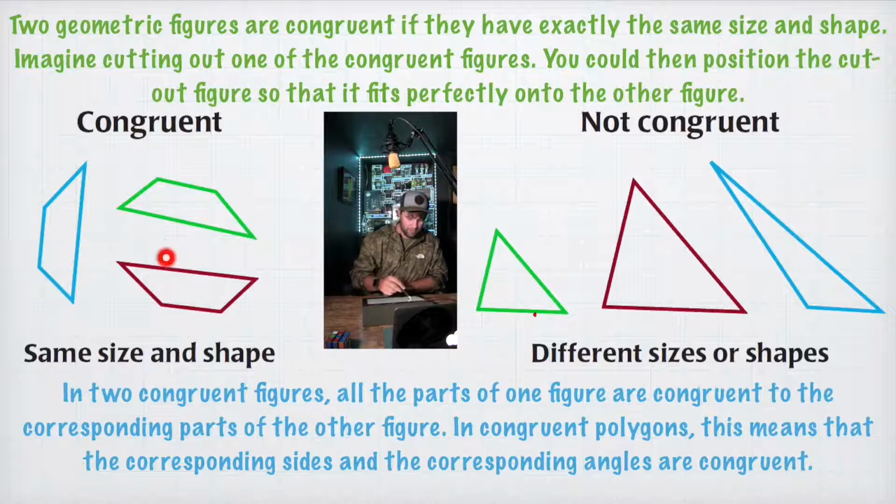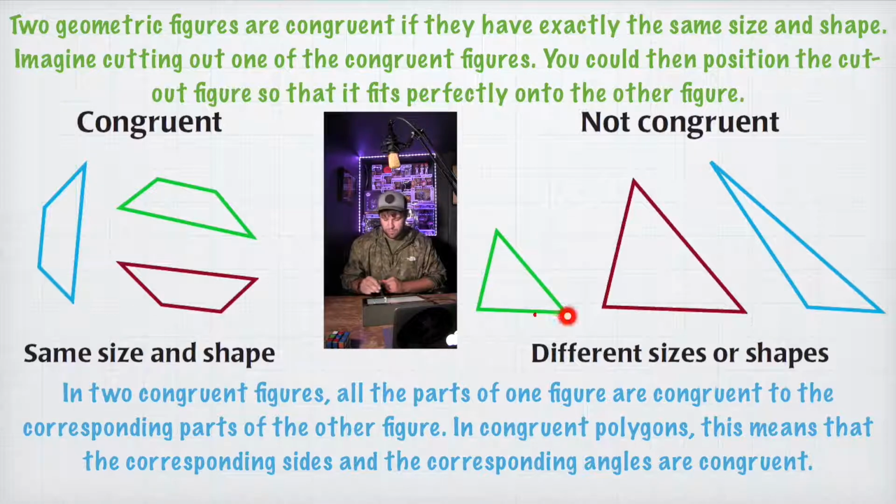So right here, you have these three shapes. If you were to cut out this blue one, you could flop it onto the green one or this red one, and they would fit perfectly together. Over here though, you have these three shapes, and if you cut out this green one and tried to place it on the other two, it would not fit, so they are not congruent. So congruent means they're the same size and shape. Not congruent means they're different sizes and different shapes.